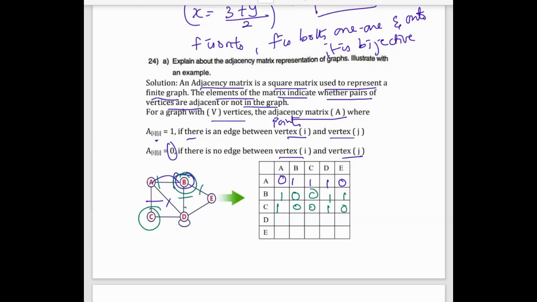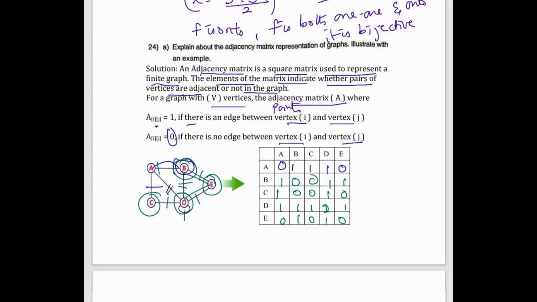Then you go for D. D has connections to A, B, C, the D self loop, and E. Then for E, it is connected only to B and D. The remaining will be 0. So here the self loop can be written as 2, since a self loop has two values, so you just write it as 2.